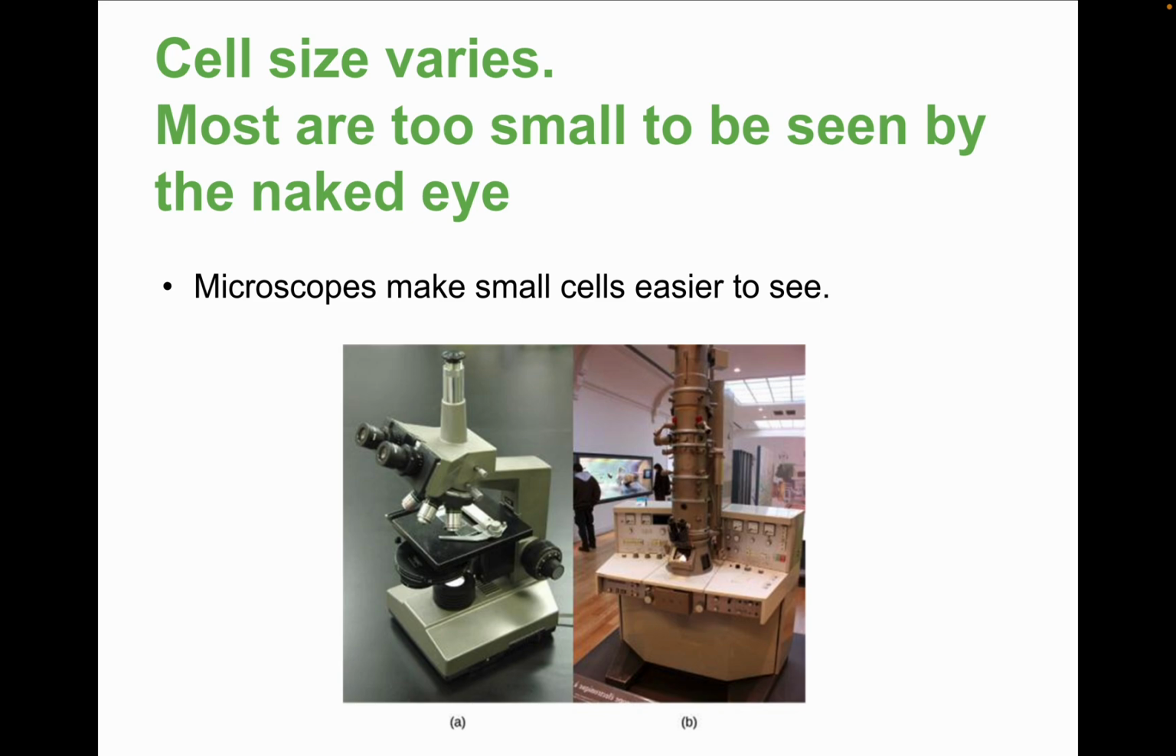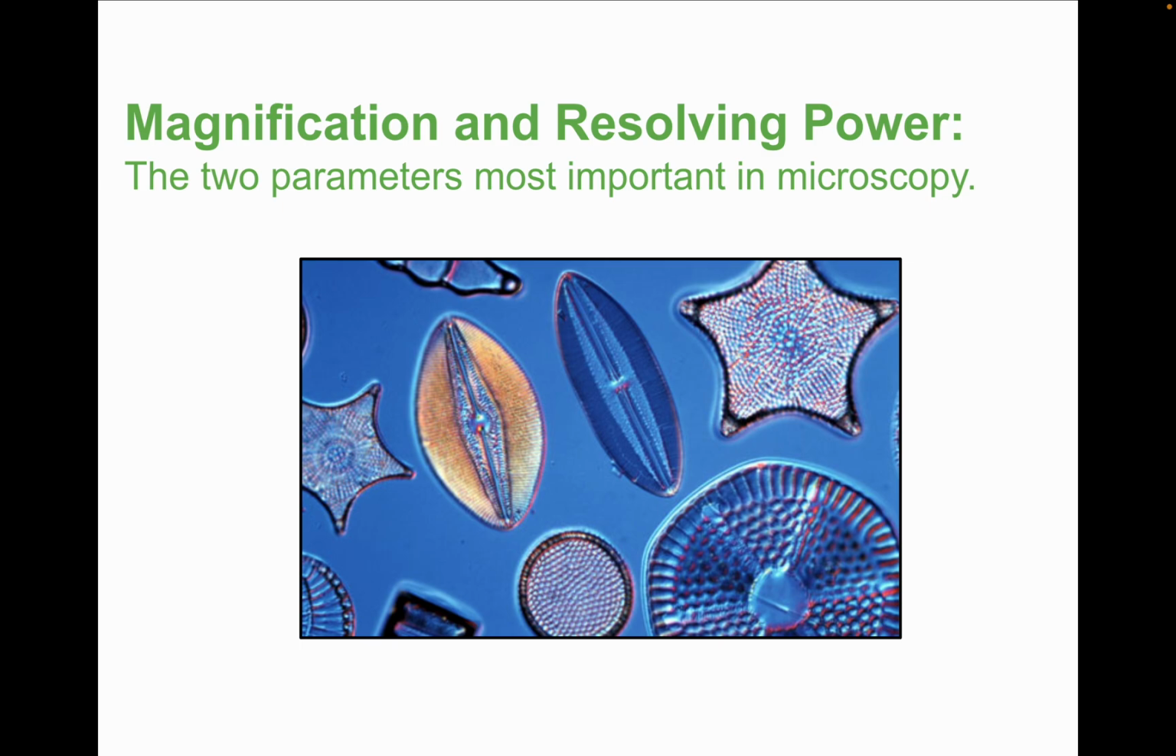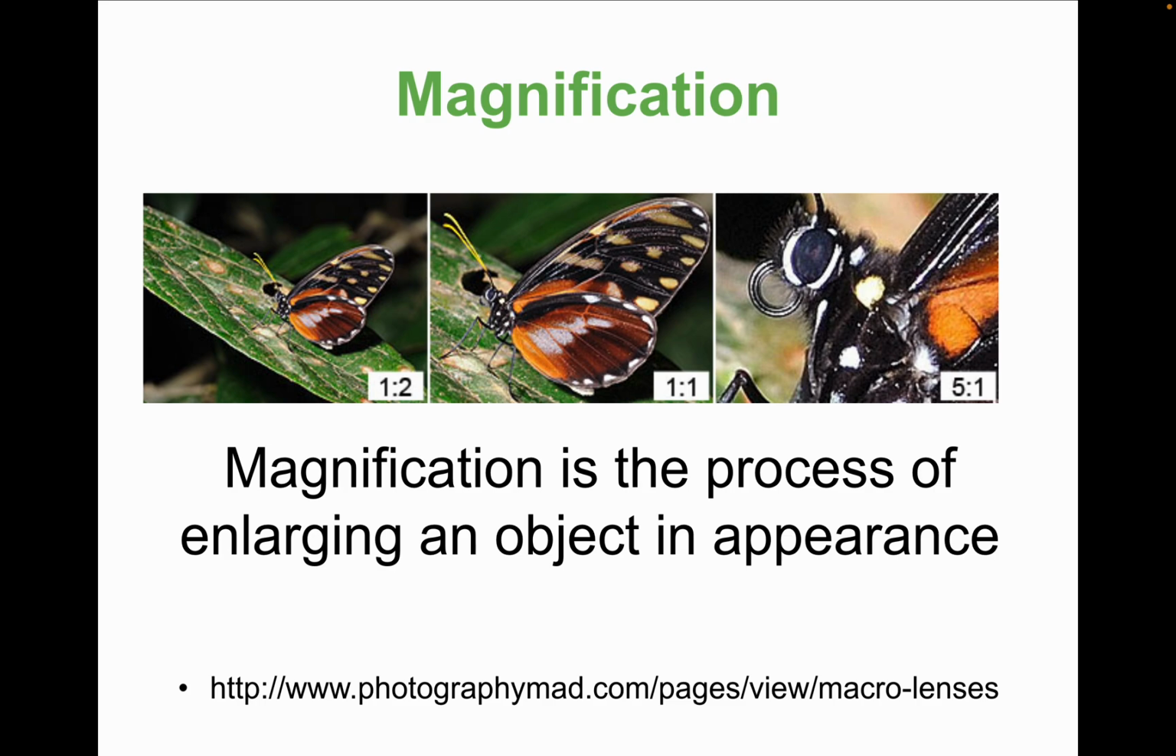The cell size varies by quite a lot, and most cells are too small to be seen by the naked eye, which is why we have to use microscopes to make the small cells easier for us to see. There are two very important concepts to know regarding how to use a microscope. The first one is magnification, and the second one is resolving power. Magnification is the process of enlarging an object in appearance.